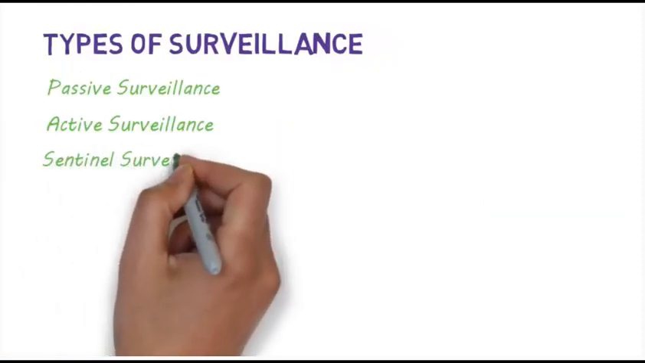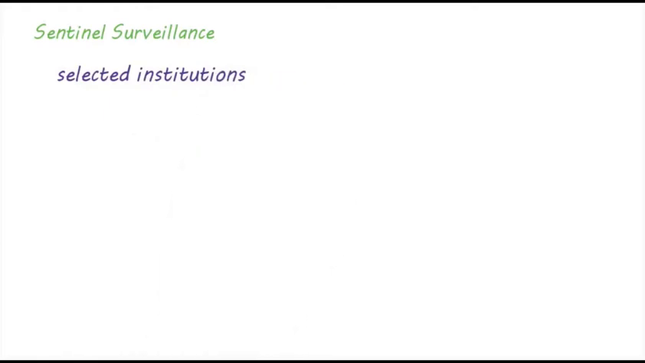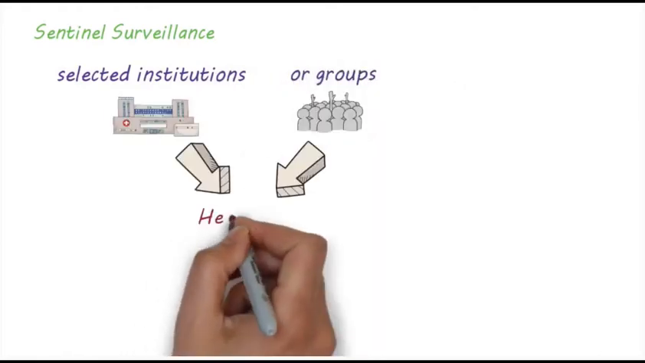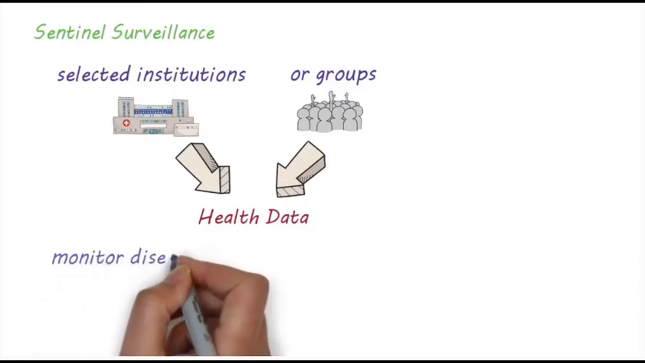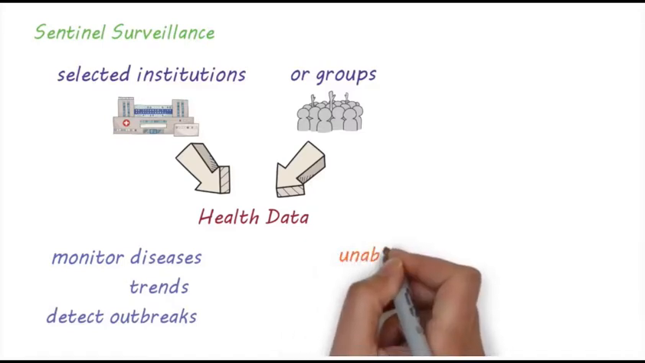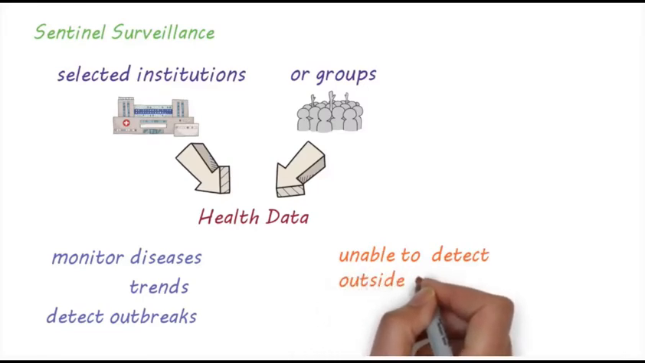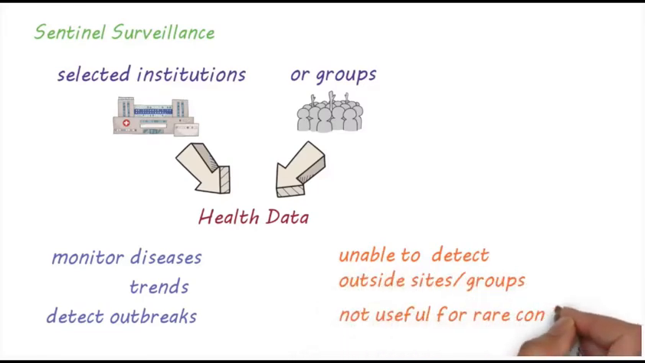Another type of surveillance is sentinel surveillance. This type of surveillance uses selected institutions or groups to provide health data on specific diseases or conditions. It can be useful for monitoring diseases, trends, and detecting outbreaks. A disadvantage of sentinel surveillance is that because it's restricted to a few institutions or groups, it cannot detect events that happen outside these. Therefore, it's not that useful for rare or uncommon diseases.